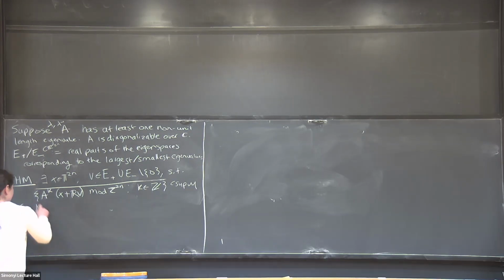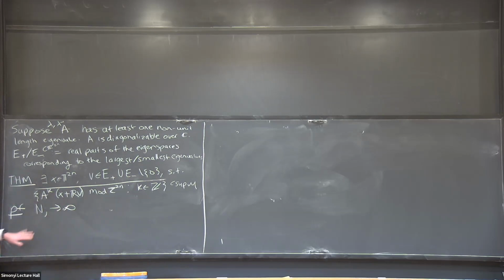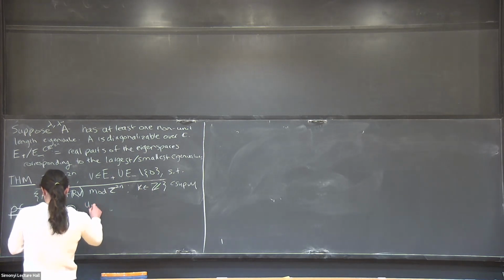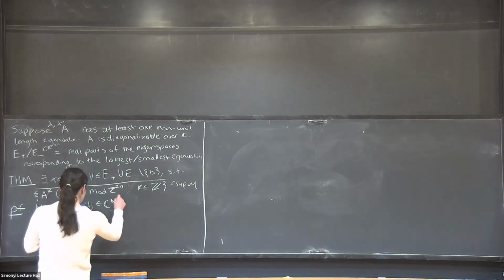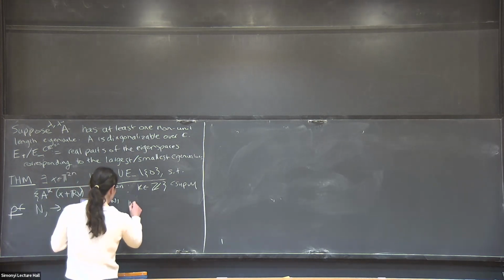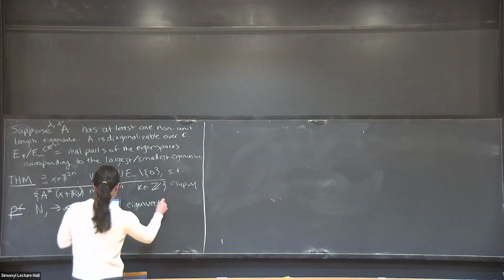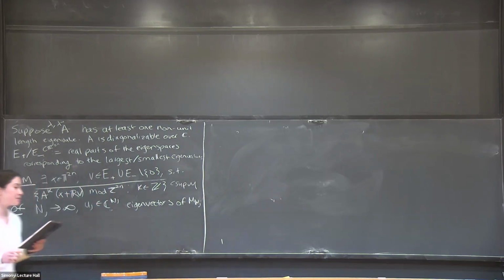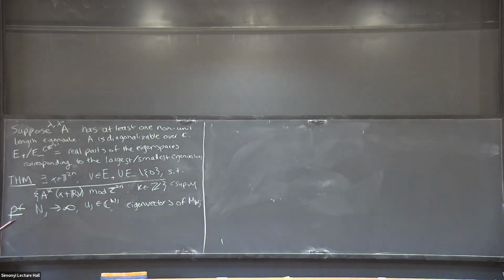So I'm going to take some sequence n_j going to infinity. As I mentioned before, this is equivalent to taking the semiclassical limit, and I am going to let u_j be a sequence of normalized eigenvectors of my quantum cat maps M_{n_j}. And I will suppose that these eigenvectors are converging semiclassically to my semiclassical measure mu.